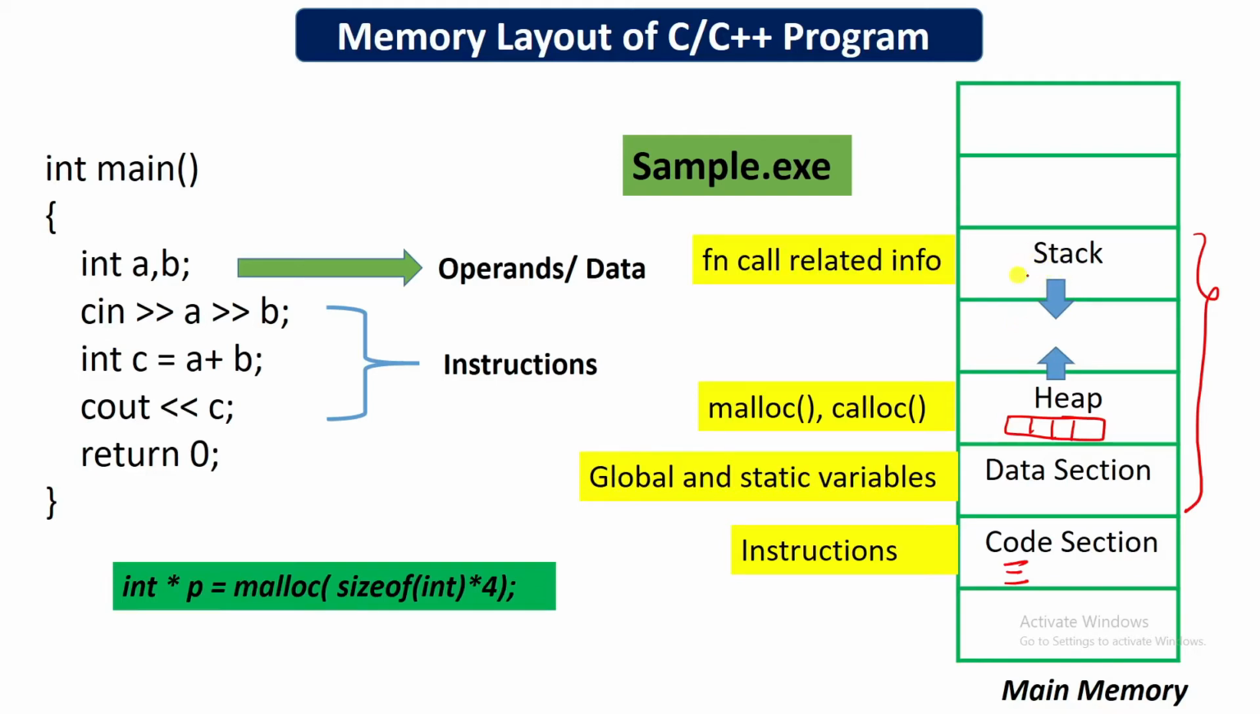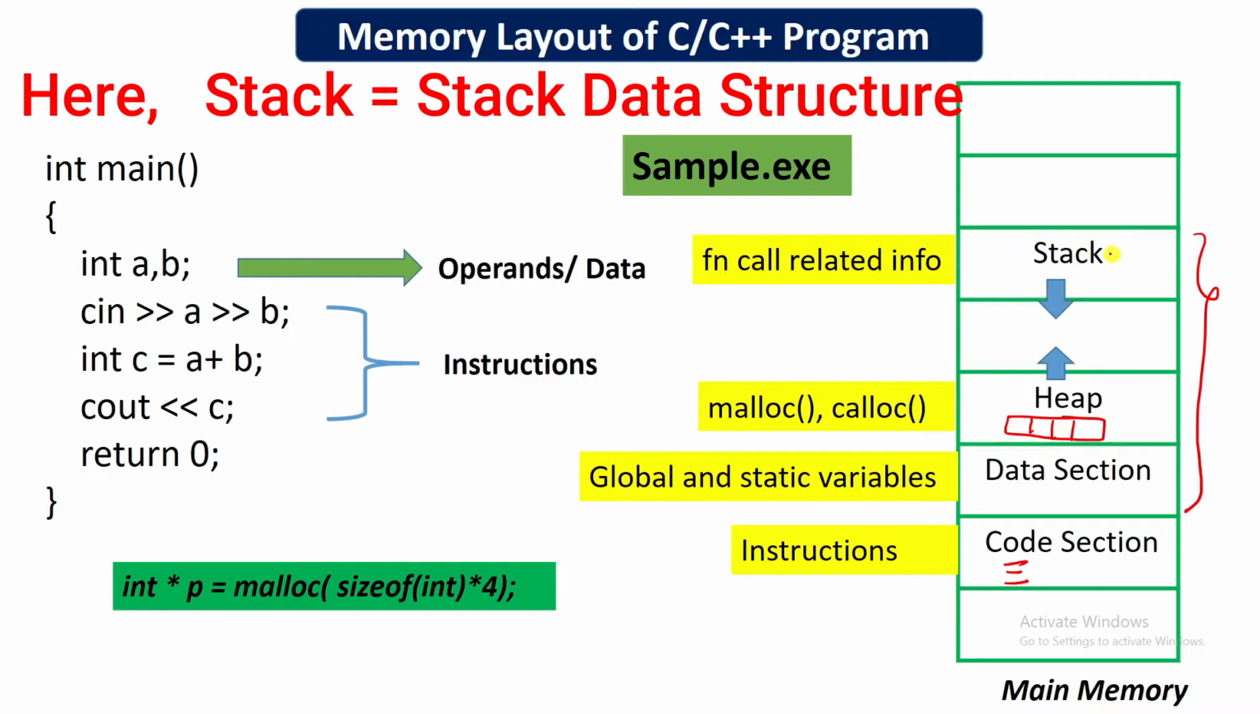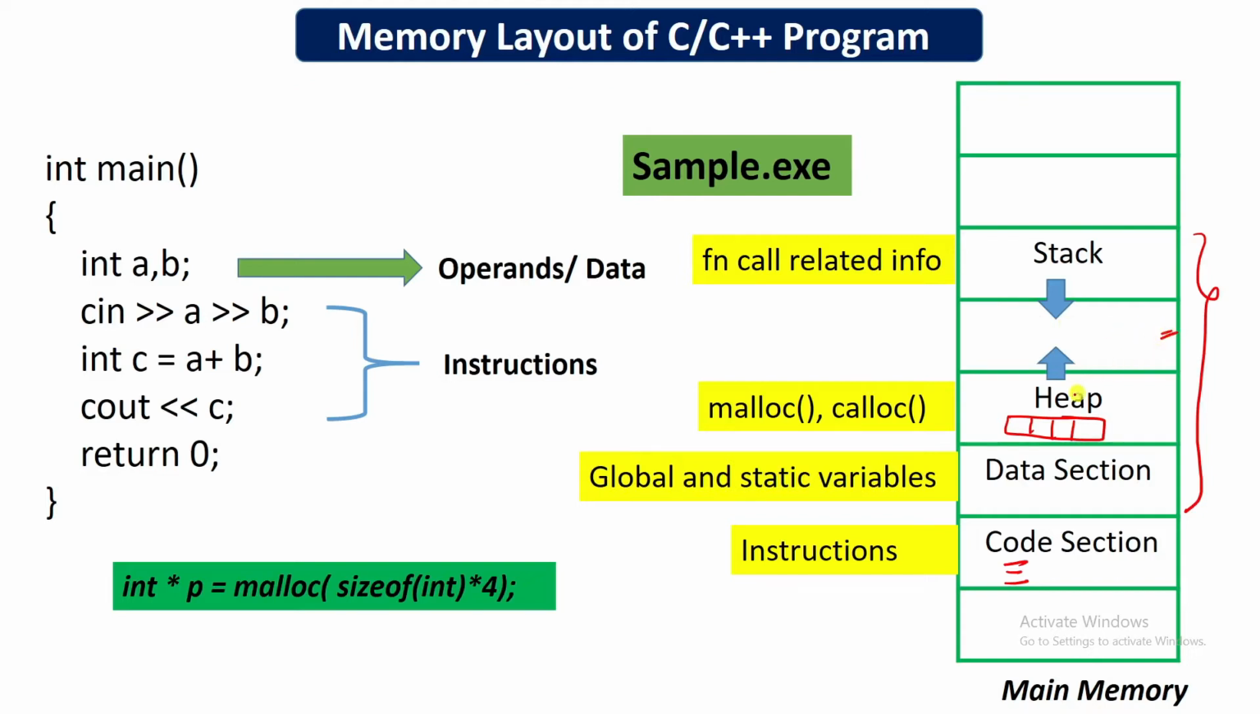The last part is stack. In the stack, we store the function related information, or you can say various function call related information. This is the part that we are going to discuss very soon in the video. So basically, stack and heap can grow. If the stack size becomes full, then it can go down and take space from here. Same way, heap can go up and take space from here. So they are flexible.